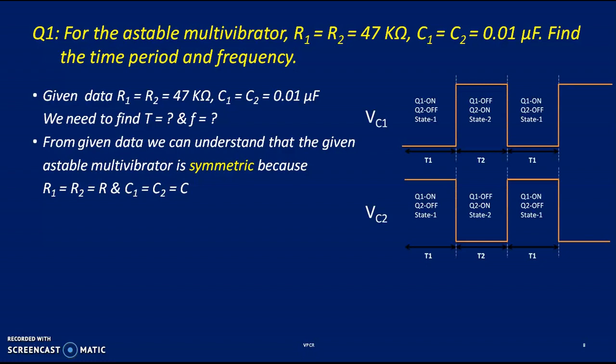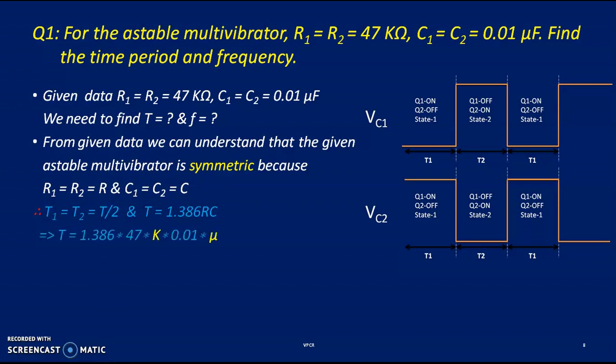So these are the VC1 and VC2. Now these T1 and T2 both are the same. Therefore T1 equal to T2 equal to T by 2, as I said. Capital T is given by 1.386 RC. Please remember the equation, T1 or T2 equal to 0.693. That factor is common. The remaining term is the time constant. For T1 the time constant is R1C1. For T2 the time constant is R2C2. Whenever you have a symmetric condition, then the total time period is given by 1.386 into RC.